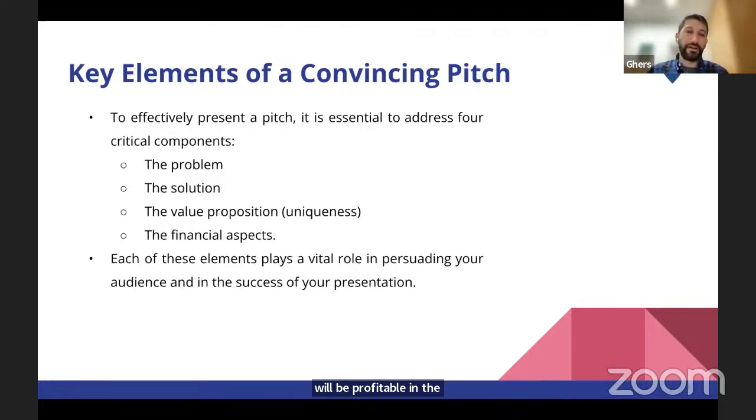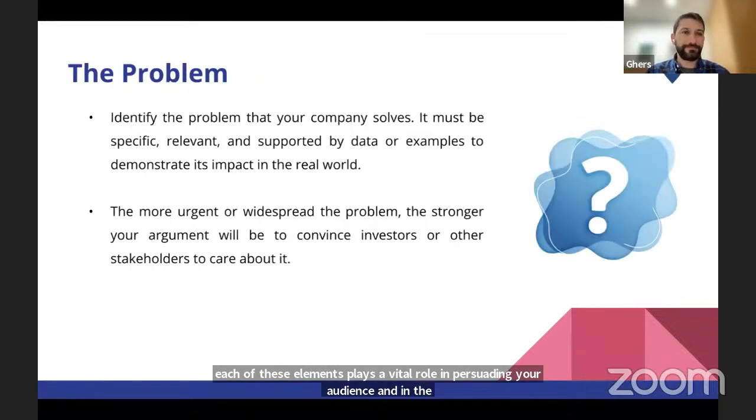In the case you are a for-profit company, of course, which is the assumption here, as we are mostly in a startup-y private sector environment, right? So each of these elements plays a vital role in persuading your audience about the success of your idea.